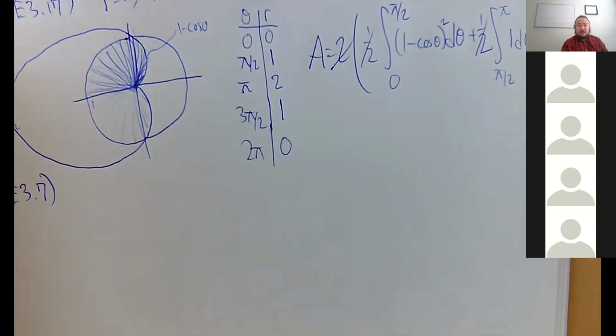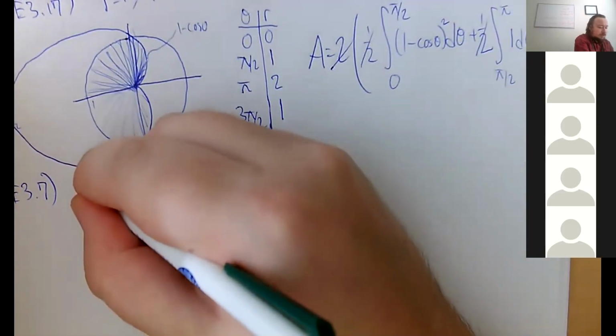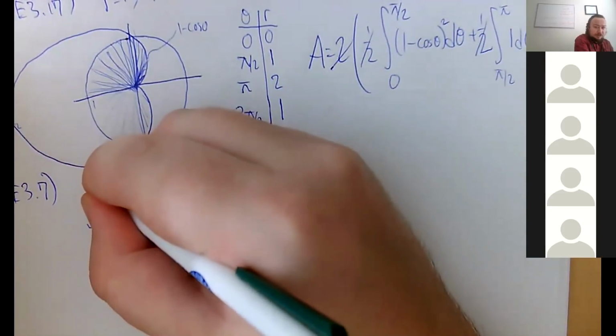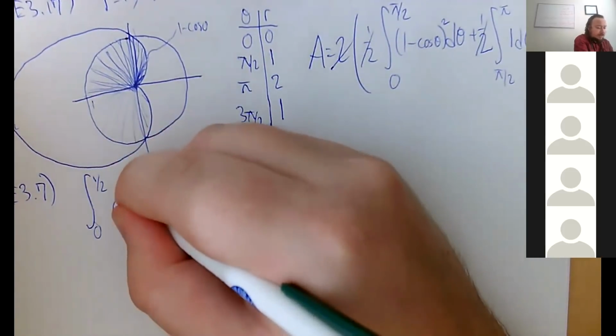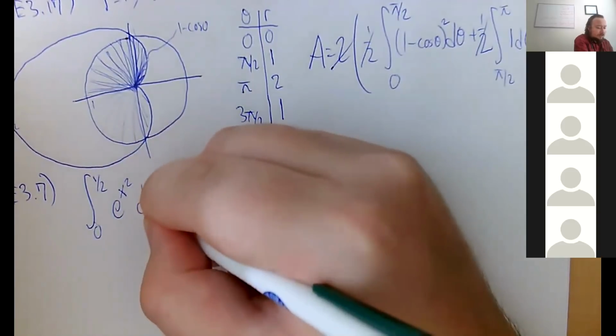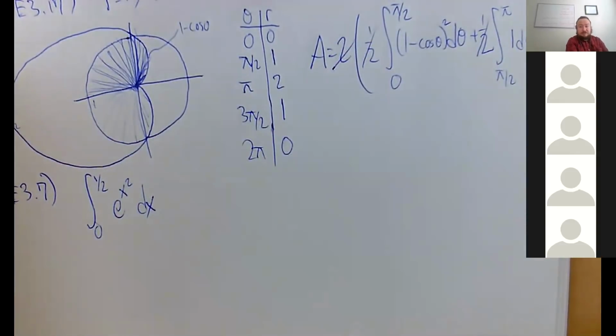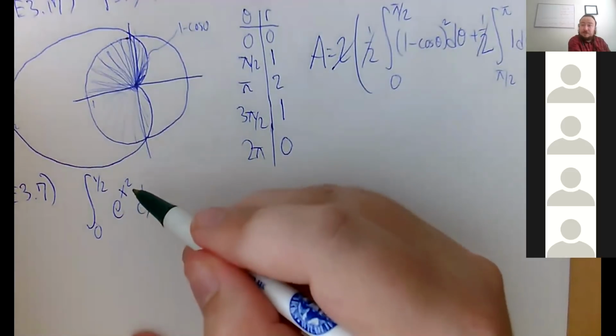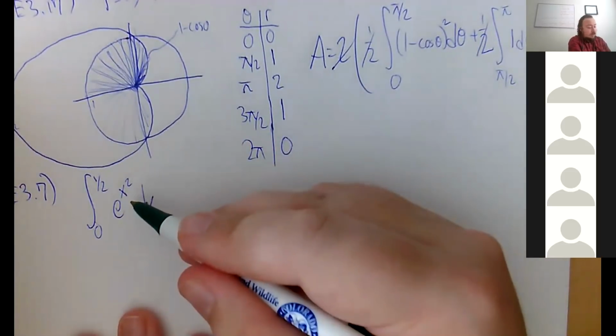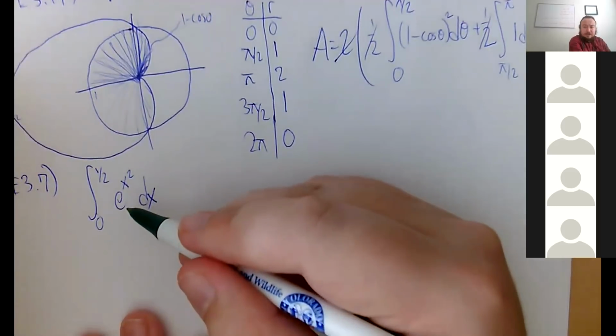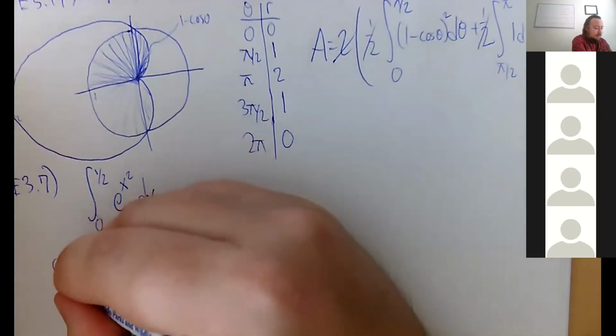So it depends on the previous problem here, so I guess we have to look at that. The previous problem wanted us to do the integral from 0 to 1/2 of e to the x squared dx. Okay, so I think we first need to see what happens with this, and then we'll have enough information to finish this off here. All right, so let's see. We need to get a series for e to the x squared.